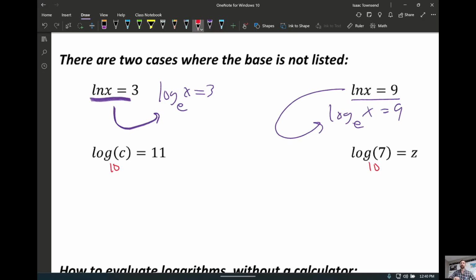Putting a 10 here doesn't change the question at all. Feel free to make those changes or add the 10 in until you can do that mentally and you don't have to write it out.